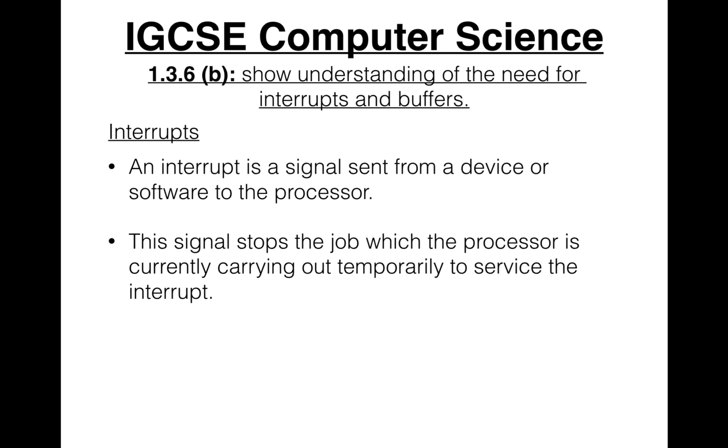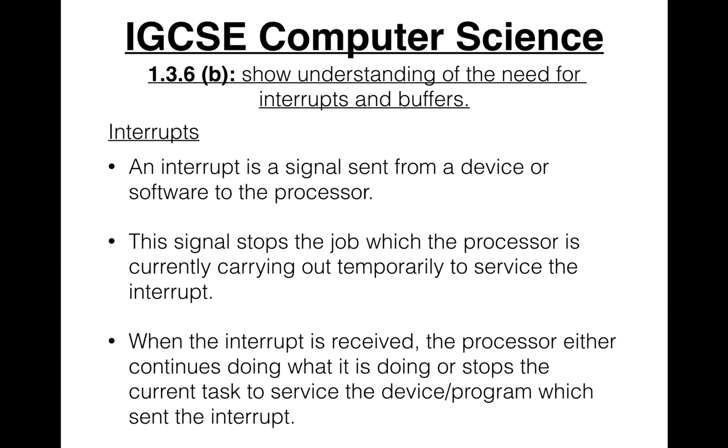So that person is interrupting the other person. The person who's working can stop what they are doing temporarily, help carry the box, and then come back to working. So that's pretty much how it works. When the interrupt is received, the processor either continues doing what it's doing, so the person working just ignores the other person and says, "Nah." Or it can stop the current task to service the device or program, or in the example, the person who sent the interrupt.